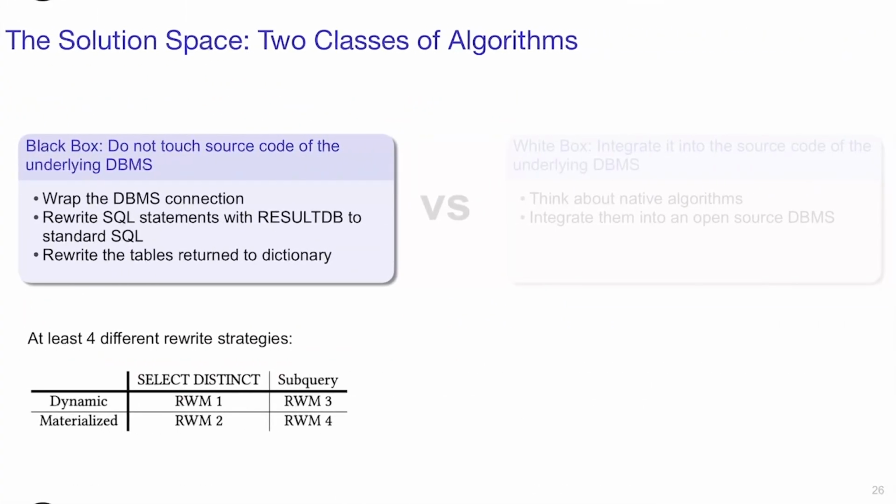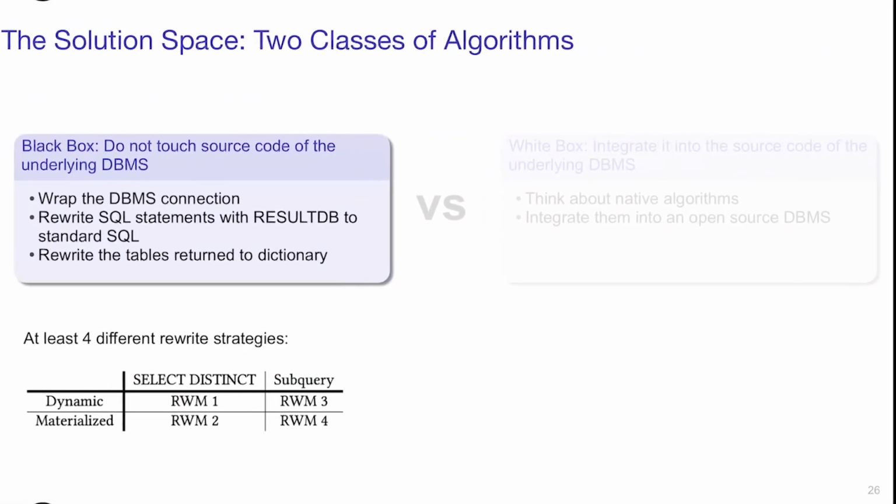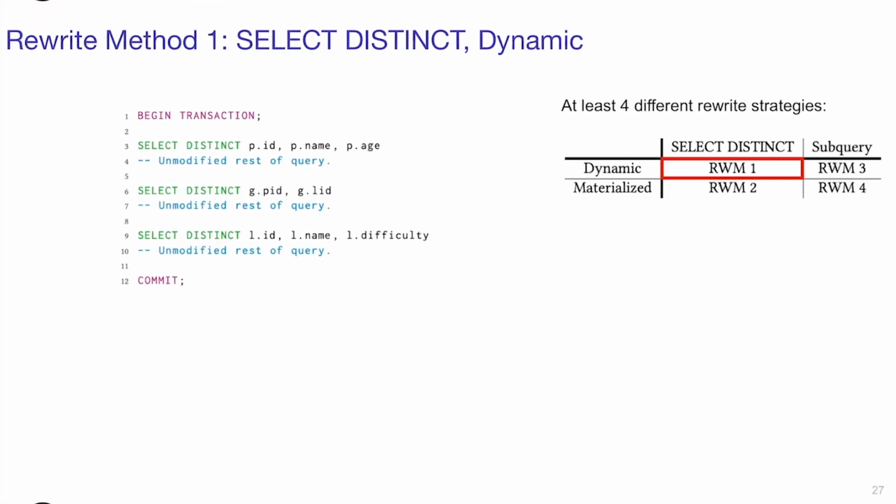So how does it work? There are actually 4 different rewrite strategies. There are actually a bit more, but I think it's enough to get the idea. So this is rewrite method 1.